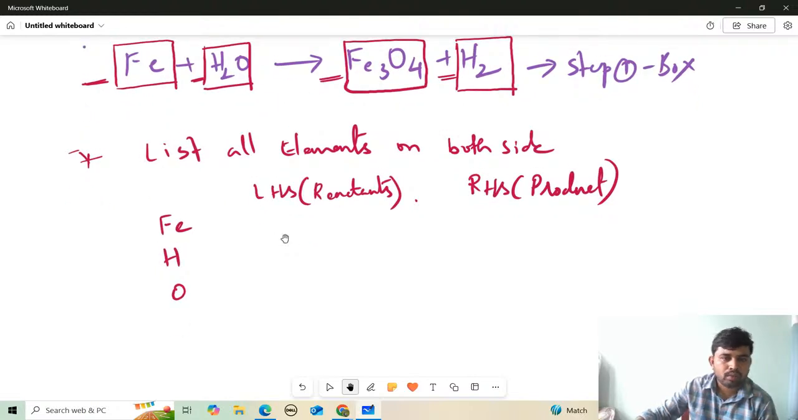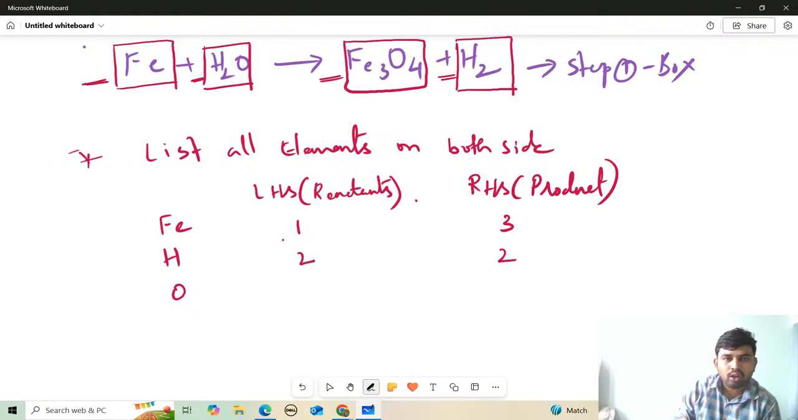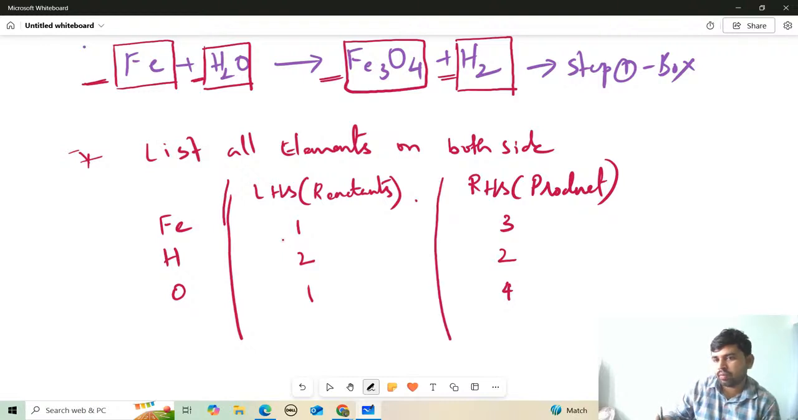Now see, how many irons are on the left side? One iron is there. On the right side how many are there? Three are there. How many hydrogens are there on the left hand side? Two are there, sir. How many hydrogens on the right hand side? There also two are there. How many oxygens? One oxygen. On the right hand side, four are there. So we made a list.